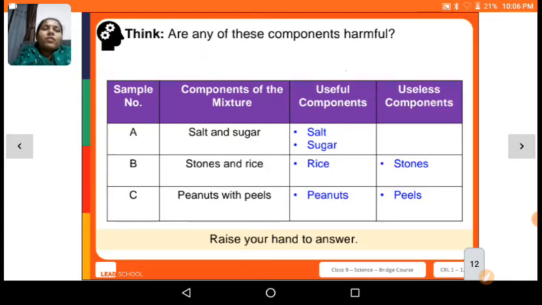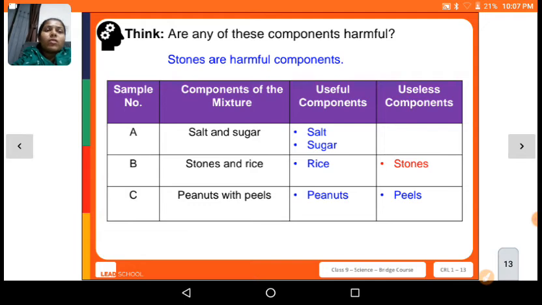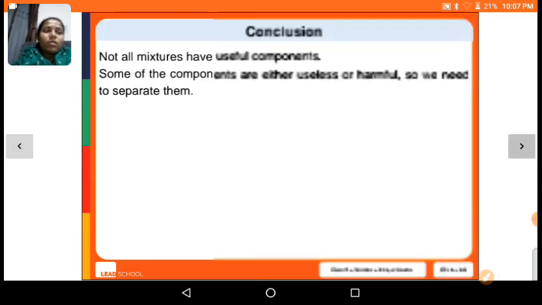So are any of these components harmful? આમાંથી કોઈ harmful છે? Salt, sugar harmful? No. Rice harmful? No. Stone, yes, it is harmful for our body. So stone is harmful. Peanut is not harmful. Peels, shingnu fotru, is also not harmful. So from all the 6 components, only stone is harmful. Other components are not.